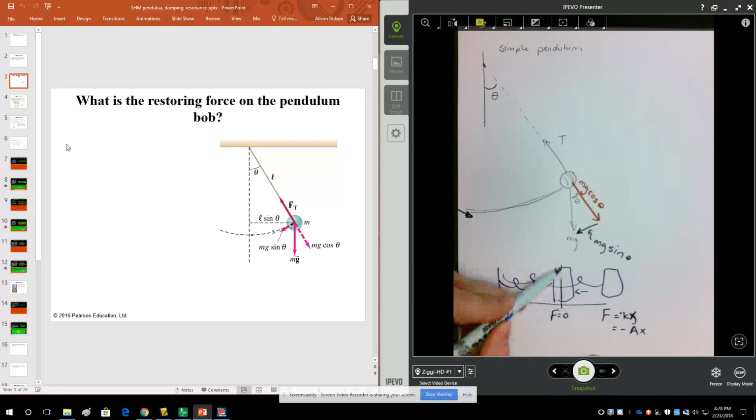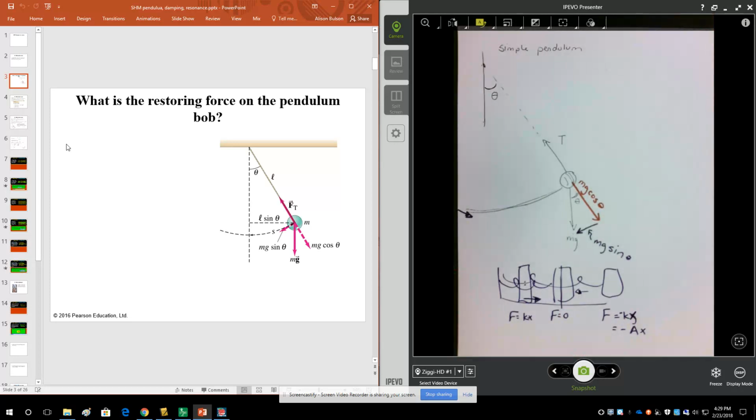At equilibrium, force is 0, but it overshoots equilibrium because it's already got inertia. It then compresses the spring to its maximum compression, which is negative A. And so now F equals negative k times negative A, so kA, pointing back towards equilibrium. We have a real similar situation.